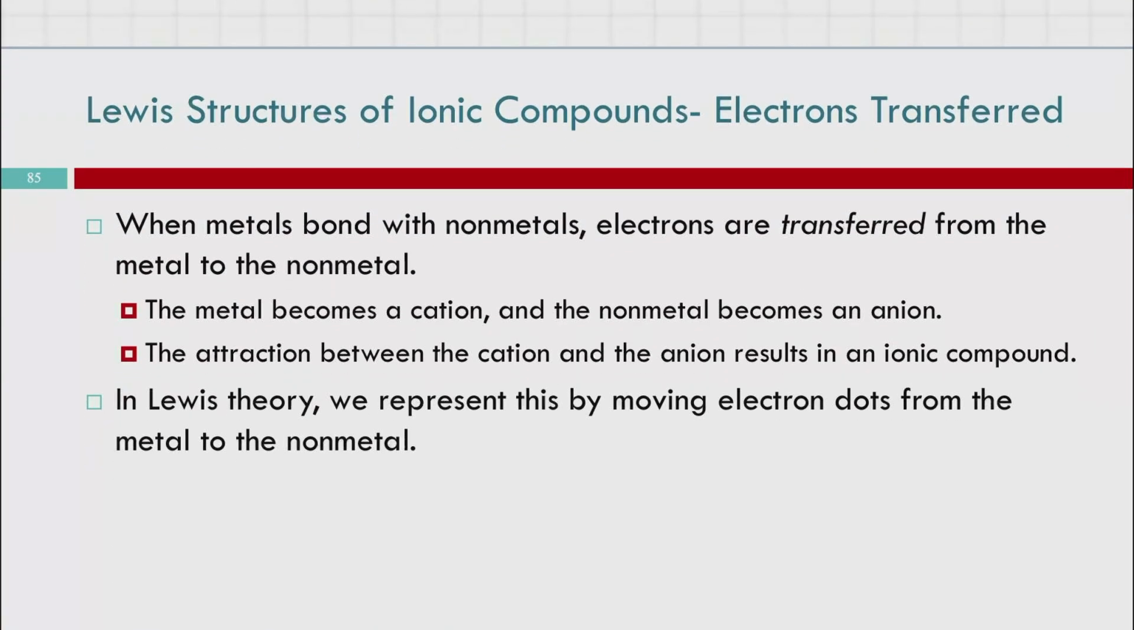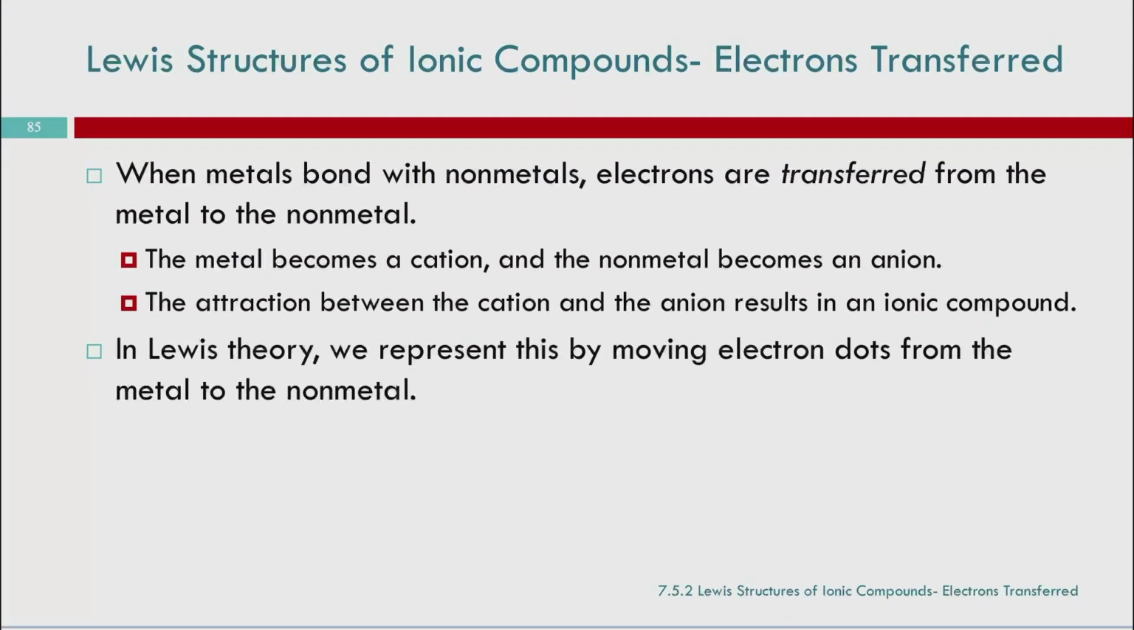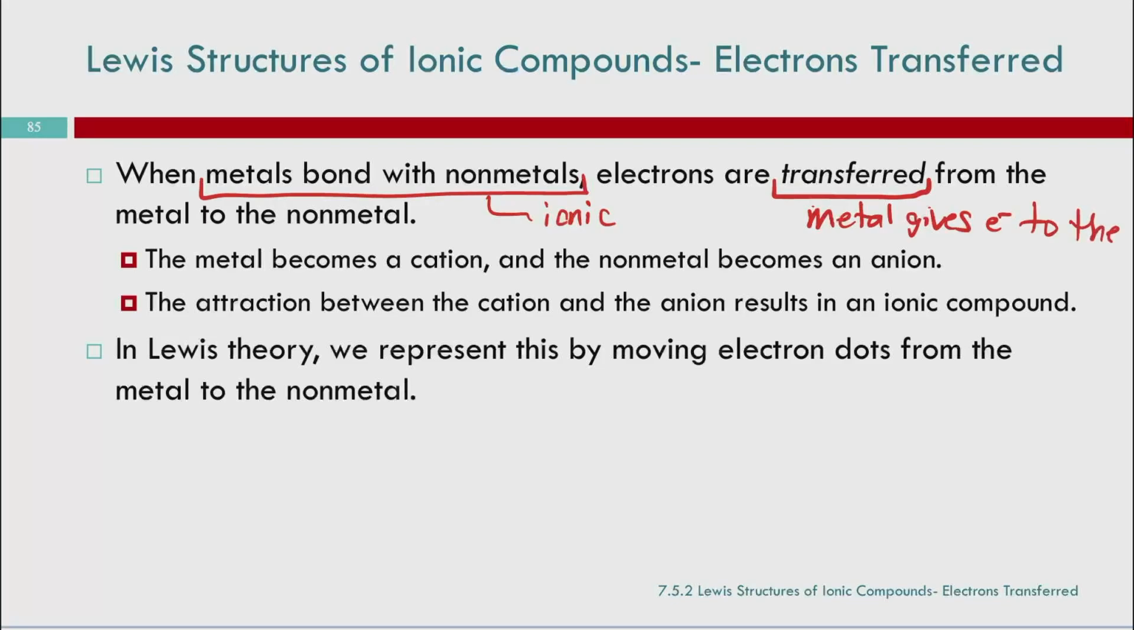So we'll talk about compounds first. They're arguably a little bit easier. So when our nonmetals and metals bond, a metal bonded with a nonmetal is an ionic bond, an ionic compound. Electrons are transferred. The metal gives electrons to the nonmetal.